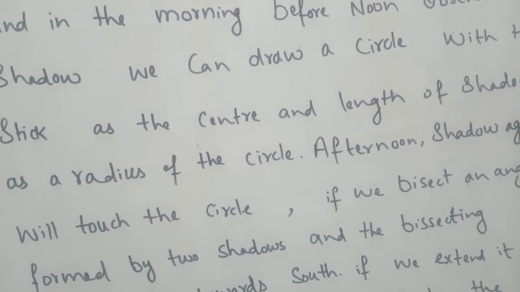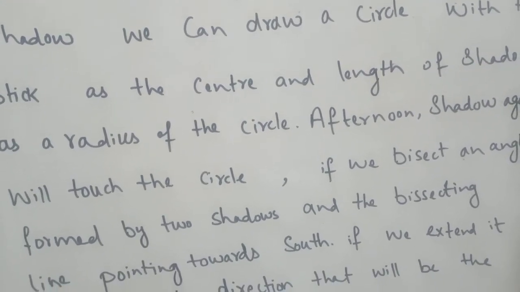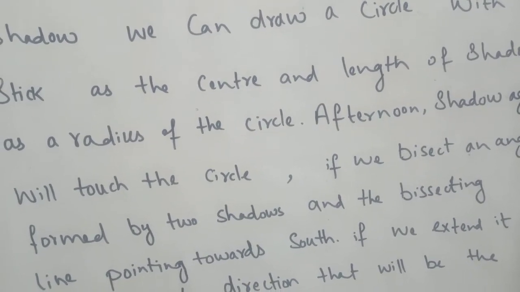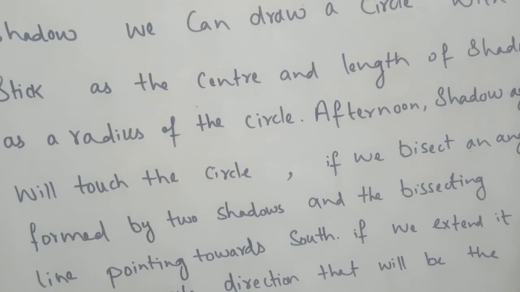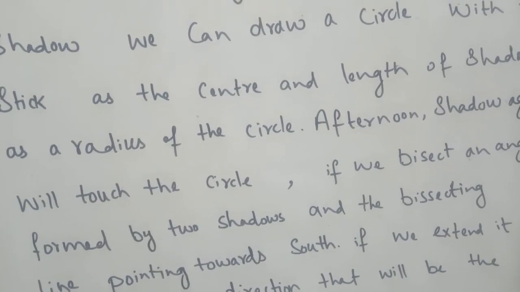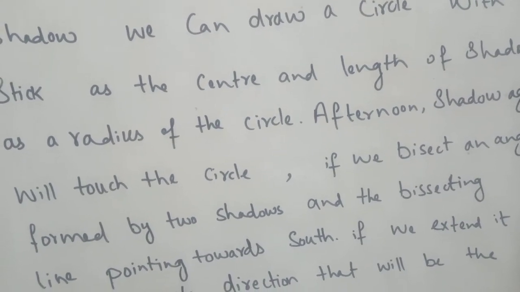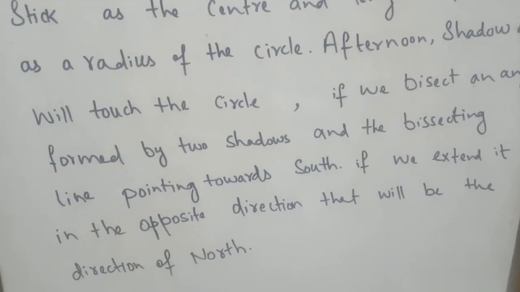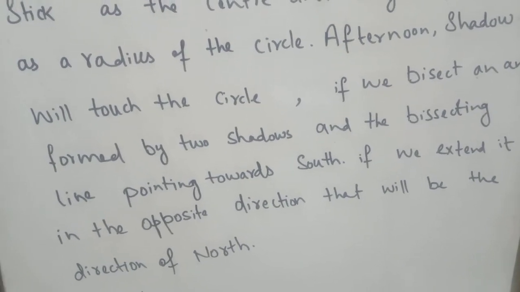Now we need to wait for the afternoon. As the afternoon approaches, the shadow again touches the circle. The first shadow we noticed and the second shadow make an angle, and if we extend the bisector of that angle, it will point in the south direction, and the north direction will be in the opposite direction. This is a very simple method, and I will give you the pictures and diagrams of the respective methods so that things will be clearer.